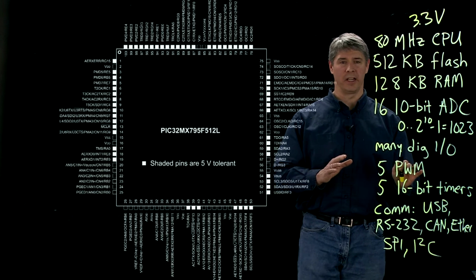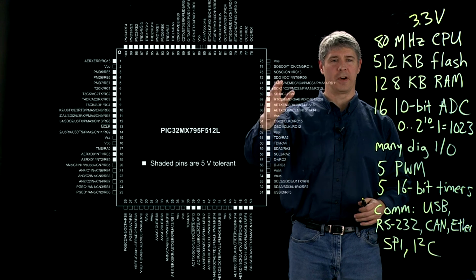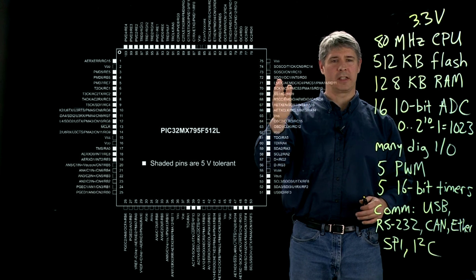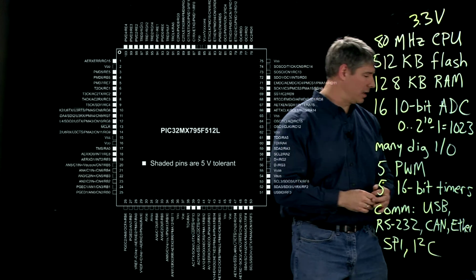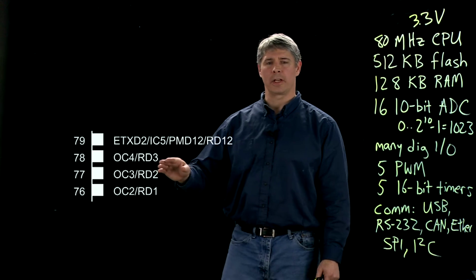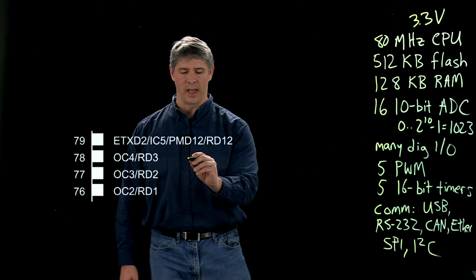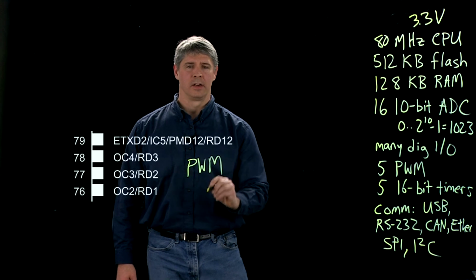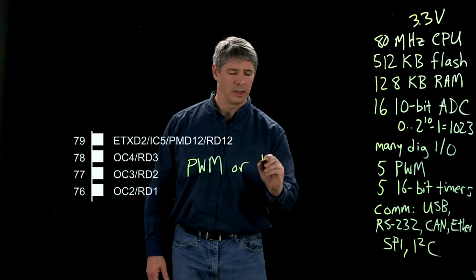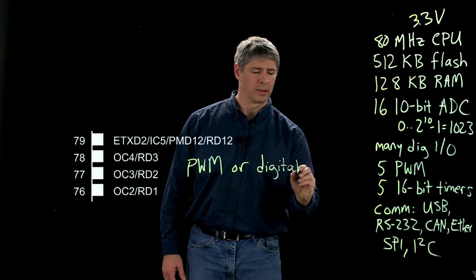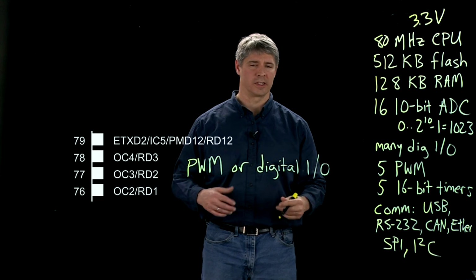Now, to get this much functionality on a single chip with only 100 pins, many of these pins have to serve multiple functions. And here you can't see very well yet, but each of these pins, or almost all of them, can serve several potential functions. Let's zoom in on pin 78 up here. If we look at pin 78, it looks like it can be OC4 or RD3. OC4 is the same thing as pulse width modulation channel 4, and RD3 means digital input or output. So this pin can serve either one of these functions, and it's up to us to decide.